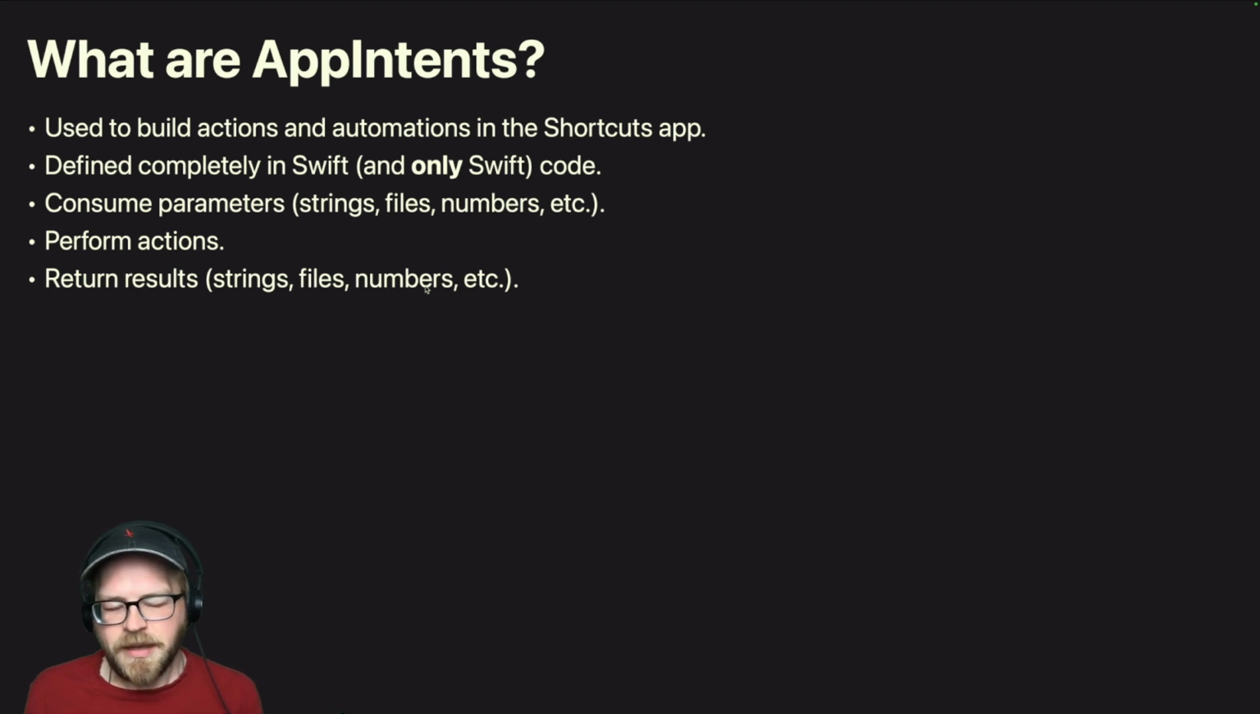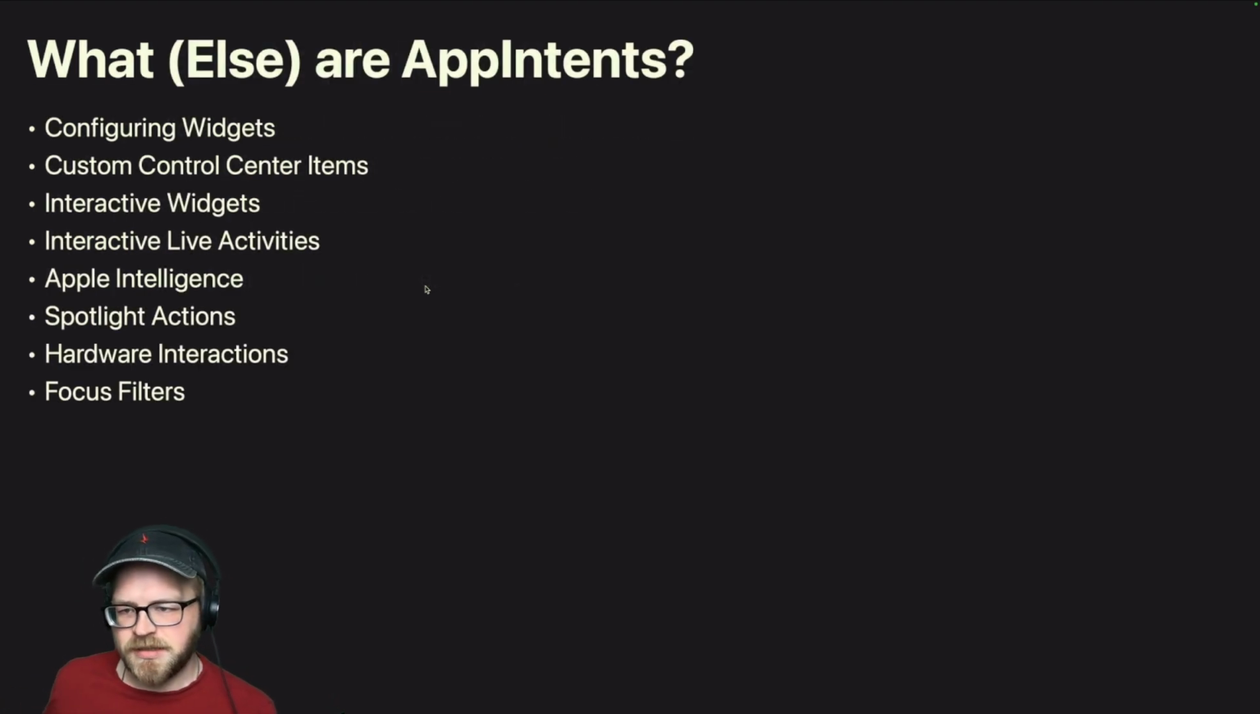But app intents are way more than just implementing shortcuts. They are used for a whole lot of things, the basis of a bunch of new system features in iOS, macOS, all of those things. They're used for configuring home screen widgets. They're used for custom control center items. They're used for interactive widgets and interactive live activities. They're the basis of the new Apple Intelligence system that's coming in 18.1.